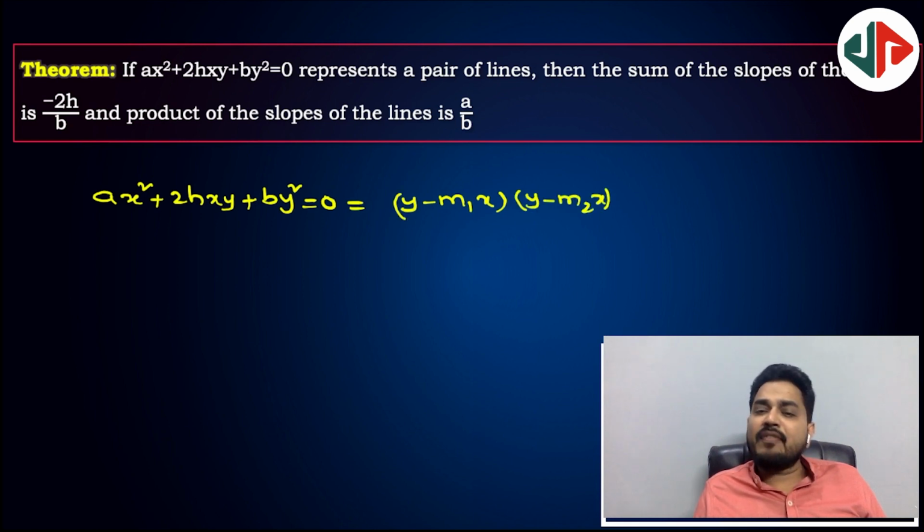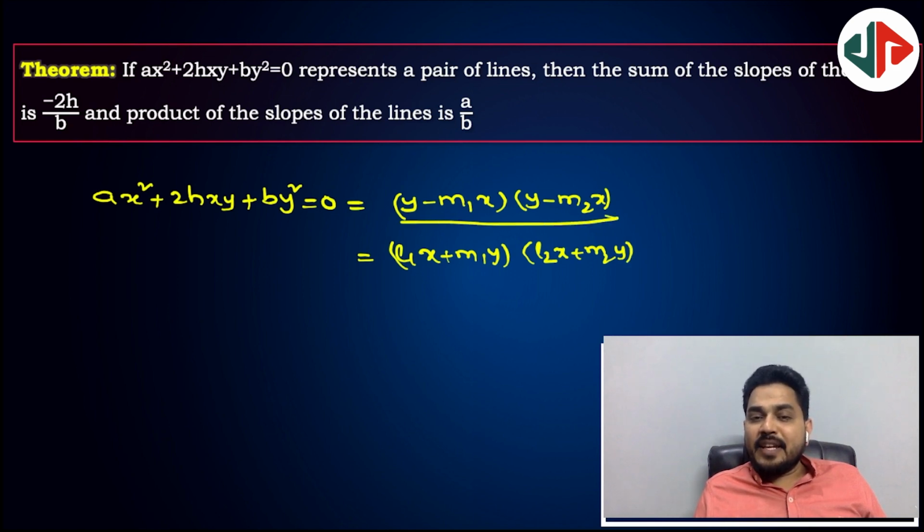This is one way of writing, or this can also be written as (L1x + m1y)(L2x + m2y). We can represent it this way, so this is the more preferred way. But here the y square coefficient is 1, and here the y square coefficient is p, so I will write p.